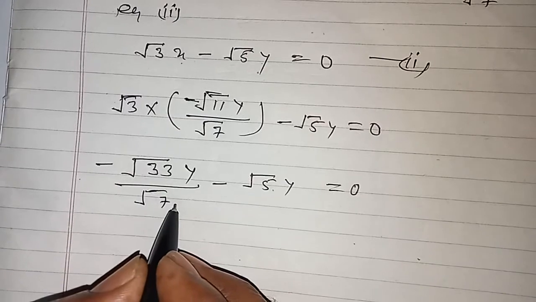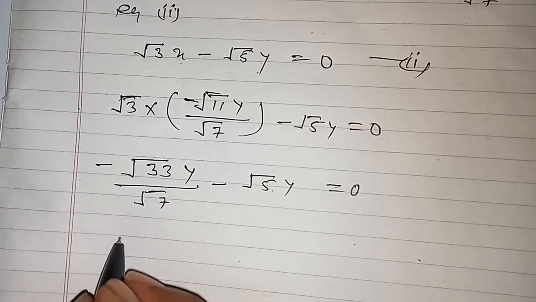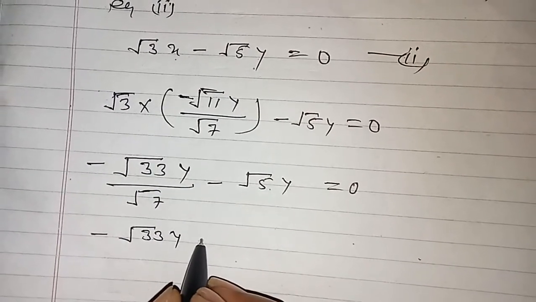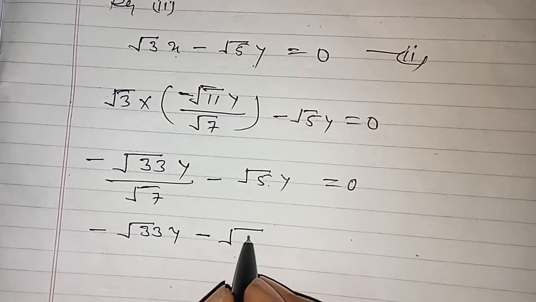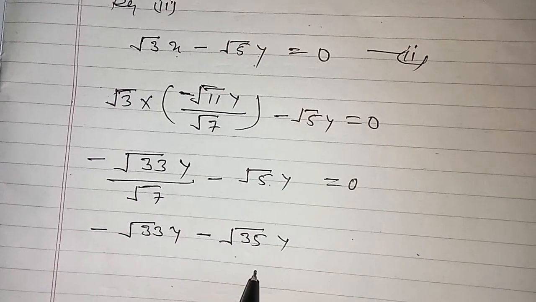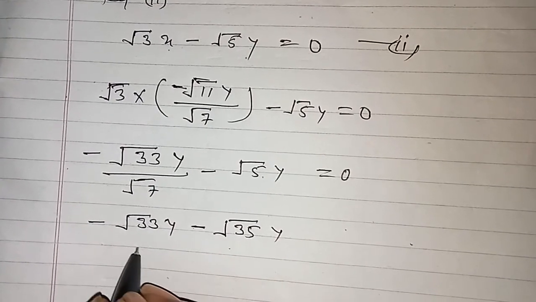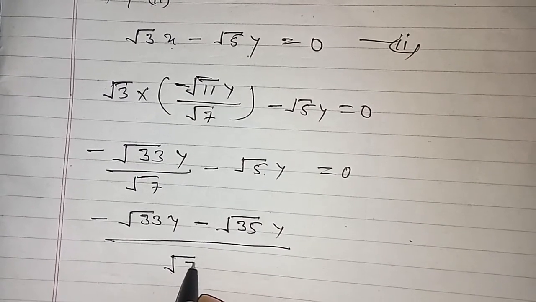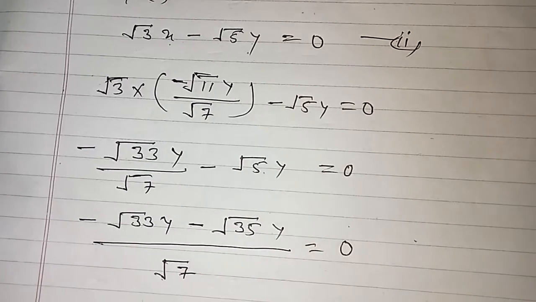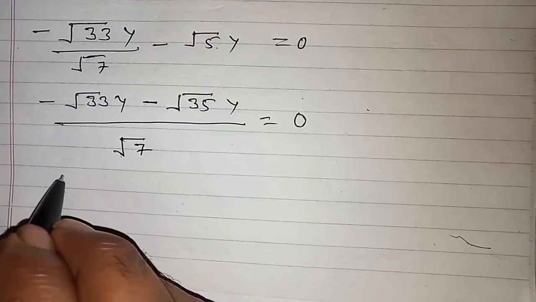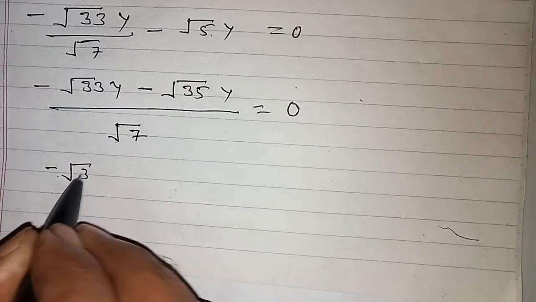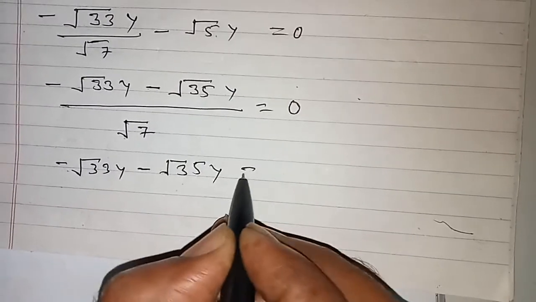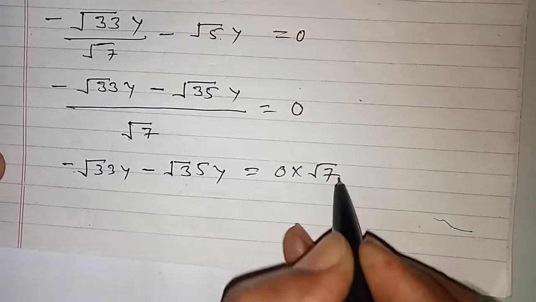Now subtracting root 5y from this, so we get minus root 33y minus root 35y upon root 7 is equal to 0. Now minus root 33y minus root 35y is equal to 0 into root 7.